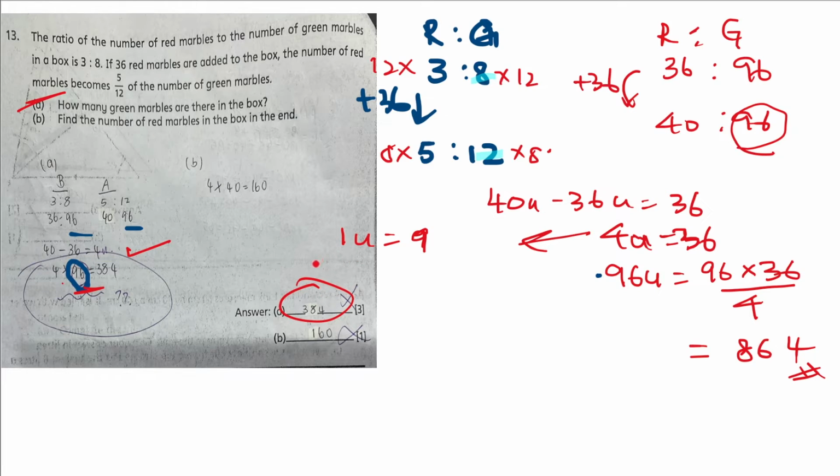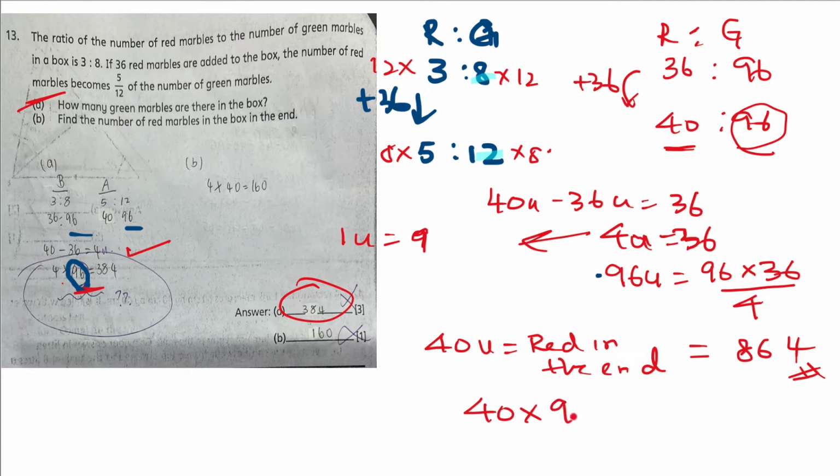For the second, it's asking you to find the number of red units in the end. The number of red units in the end is 40 units of reds. If you have already calculated, 1 unit here is actually 9, so 40 times 9 is 360 red marbles.